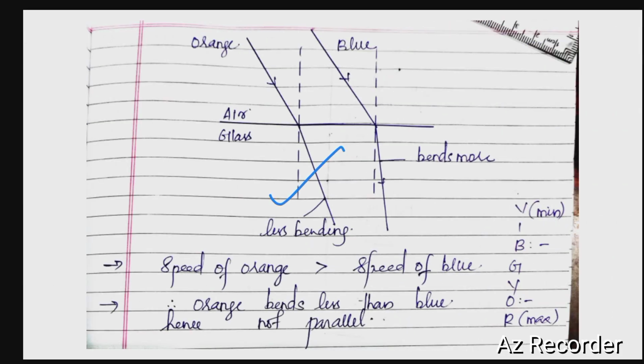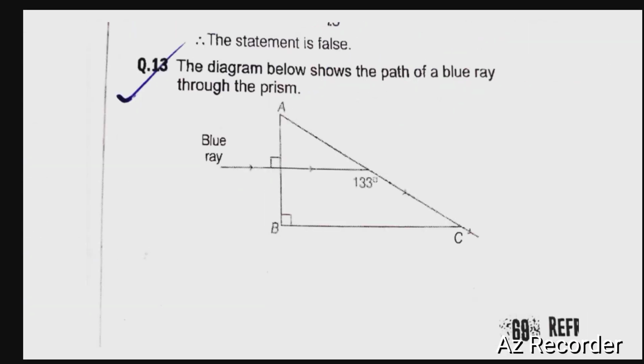It is clearly evident from the diagram that the refracted rays are not parallel, because I have already told you the reason: the speed of orange is greater while the speed of blue is less. So orange bends less while blue bends maximum. Therefore, the two refracted rays are not at all parallel to each other.